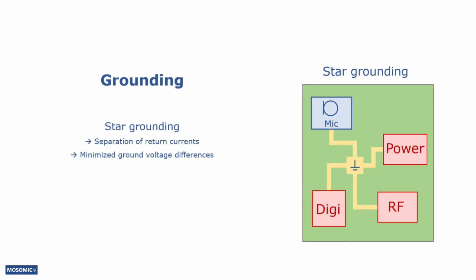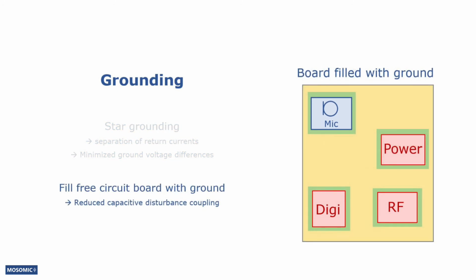The star grounding system should be used in the device to help separate microphone return currents from other currents. This means providing dedicated return current paths for different components and systems. This will help minimize voltage differences in the ground at the microphone and the receiving end, thereby reducing the risk of signal quality degradation. All free circuit board area should be filled with ground. Ground near the microphone signal traces reduces capacitive coupling of high-frequency disturbances from other signals to the microphone lines.